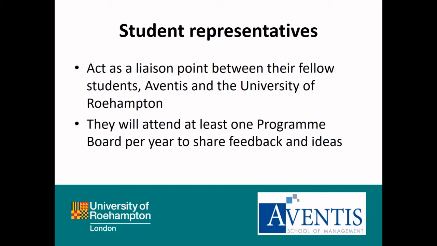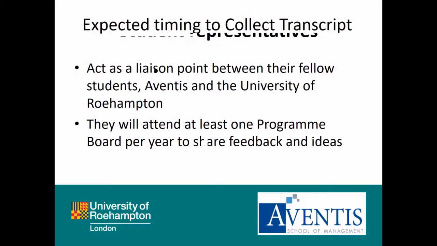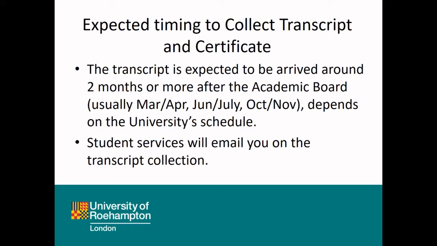The Student Representative acts as a liaison point between their fellow students, Adventists, and the University of Roehampton. They will attend at least one program board per year to share feedback and ideas. The transcript is expected to arrive around 2 months or more after the academic board, usually between March or April, June, July, October, November, depending on the university schedule. The student services will email you on the transcript collection.